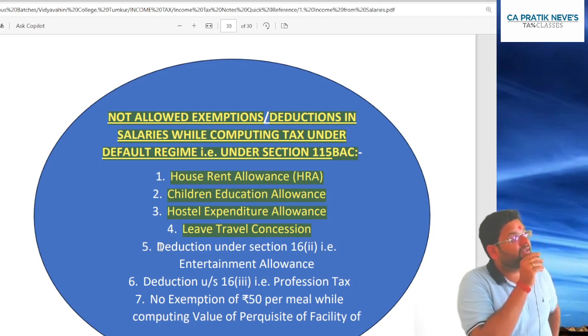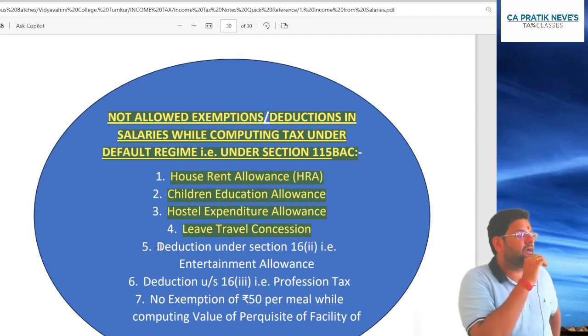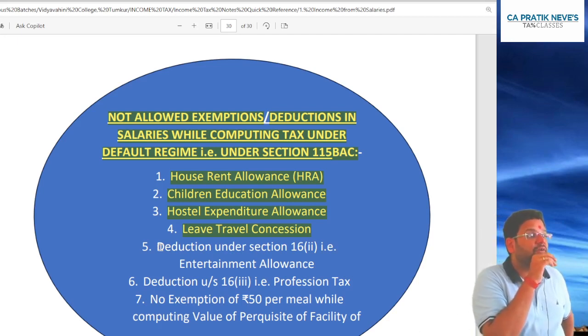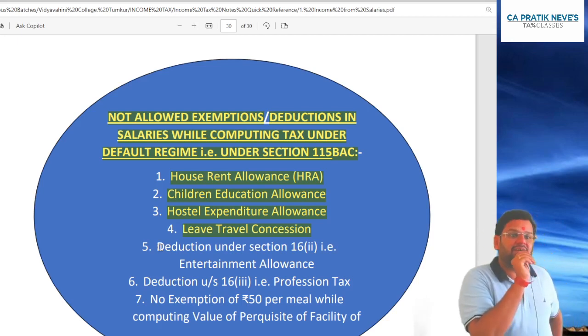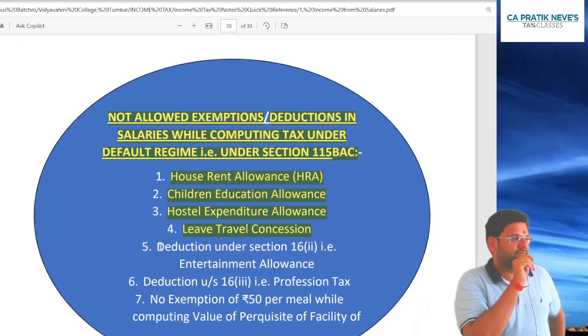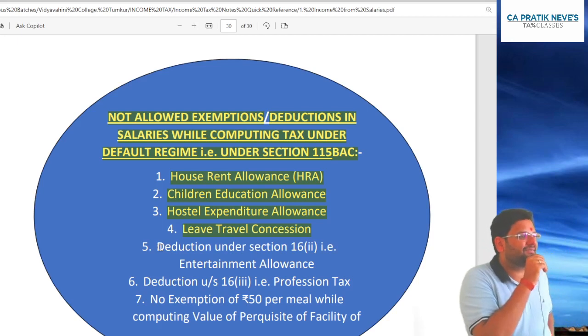So your batch is again revolutionary. You have to do this, because for you, both regimes matter. In the exam, if I put one question of salary and tell you that this assessee has opted for the old regime, that is, he is not paying tax under 115 BAC, then you will have to take the exemptions and deductions. But if in the sum they say he is paying tax under default regime, then don't take the exemption.